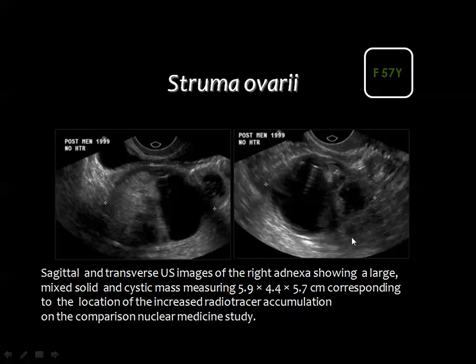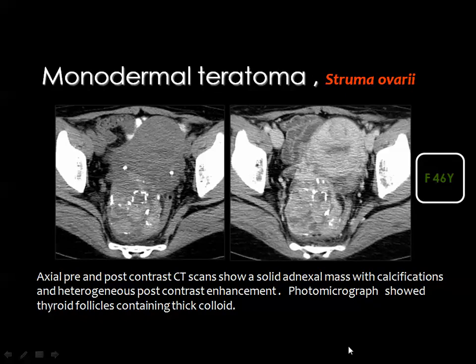This is an ultrasound examination of the right ovary showing a mass in the ovary which is partly cystic and partly solid. And this lesion was discovered by an isotopic study for the thyroid gland, and it was proved to represent a stroma ovarii. And sometimes this monodermal teratoma or the stroma ovarii may appear, as you see here, almost similar to the thyroid goiter.